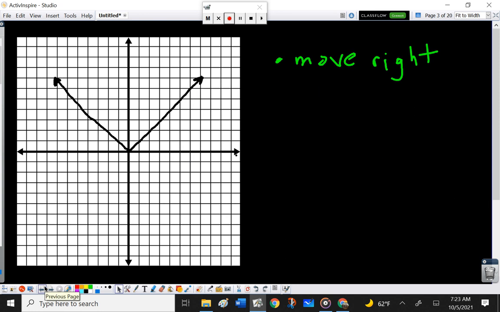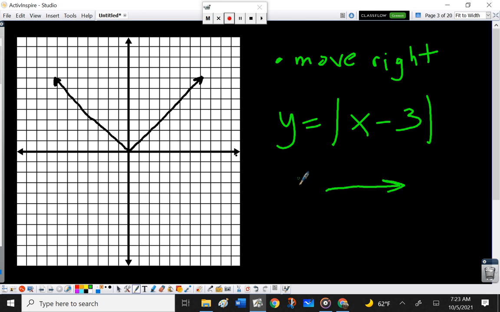The next thing we're going to do is we're going to move right. So I'll write the equation y equals the absolute value of x minus 3. And once again, I want you to think opposite, because the minus 3 almost seems like we're going to go to the left 3. But we're actually going to move our graph to the right 3 units. So here we go. 1, 2, 3. And this is what our graph is going to look like when it's y equals the absolute value of x minus 3.